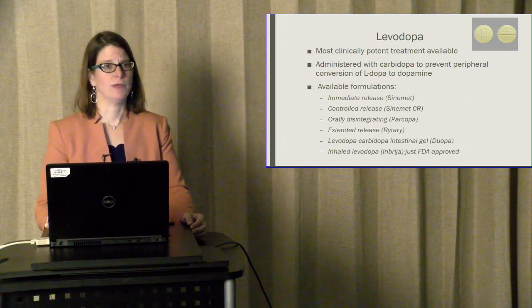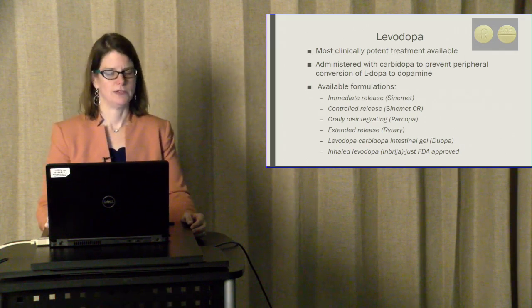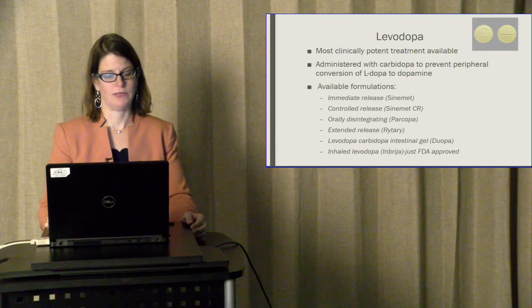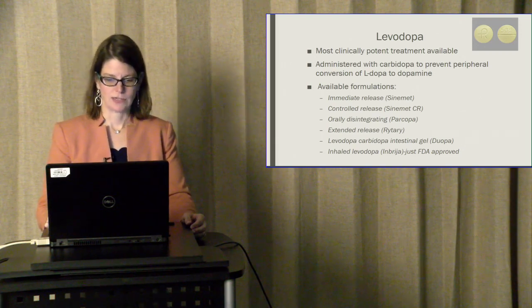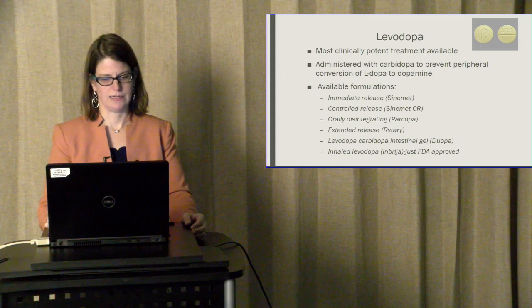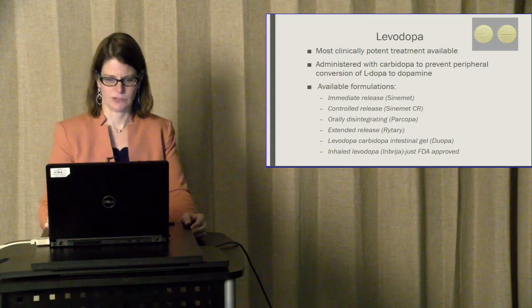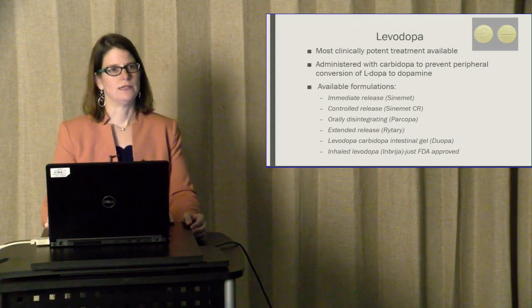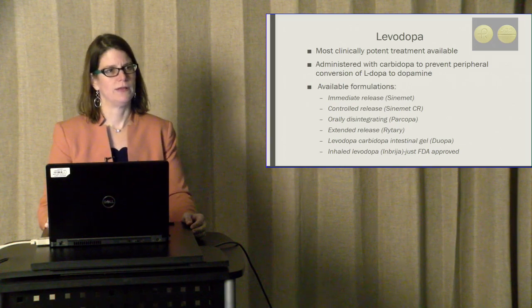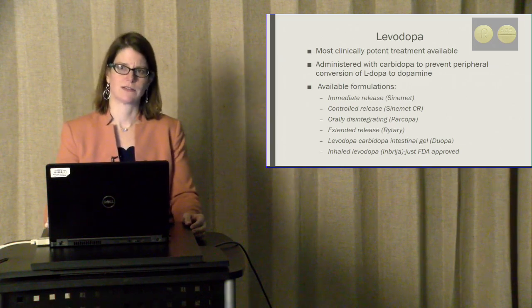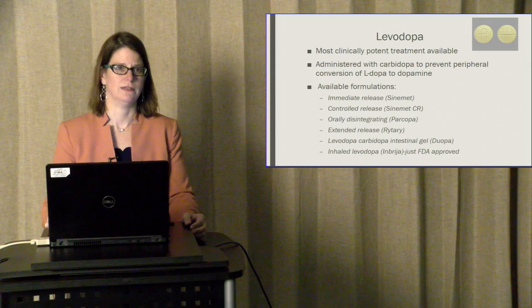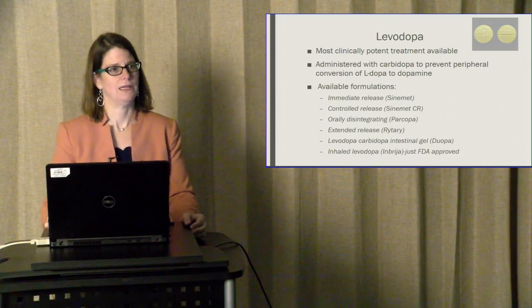So we have a lot of formulations of levodopa. There's the immediate release levodopa. There's a controlled release one, or actually two of those now, a controlled release and an extended release, and the brand names are listed there. There's an orally disintegrating levodopa that can be put under the tongue, and that's often used when someone is having severe off time and needs a quick on with the levodopa.